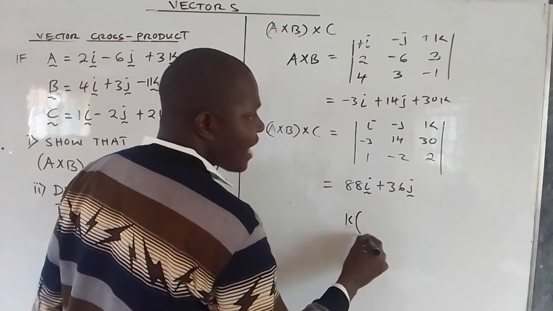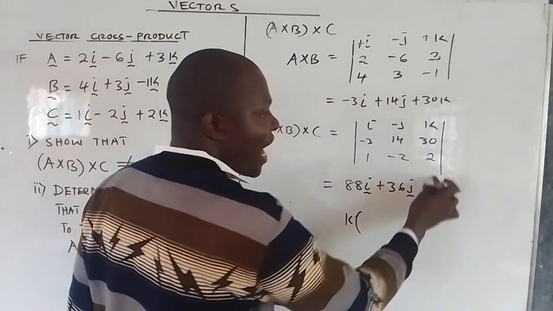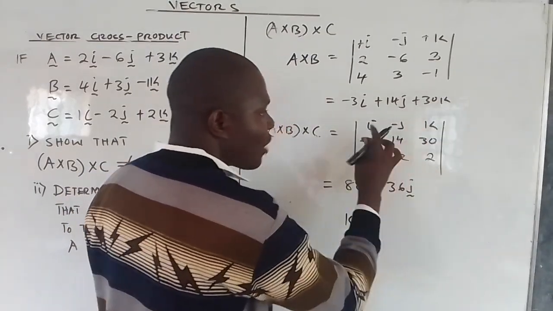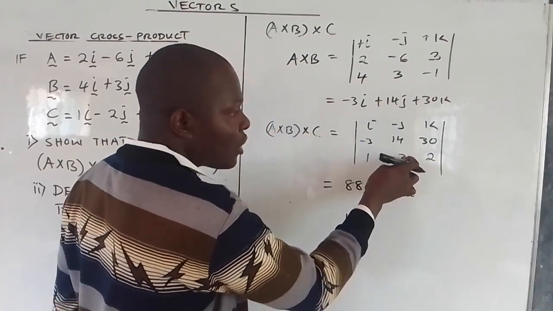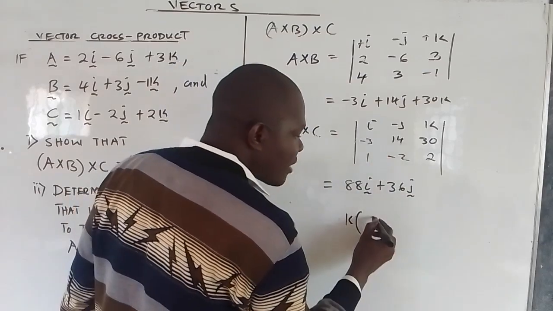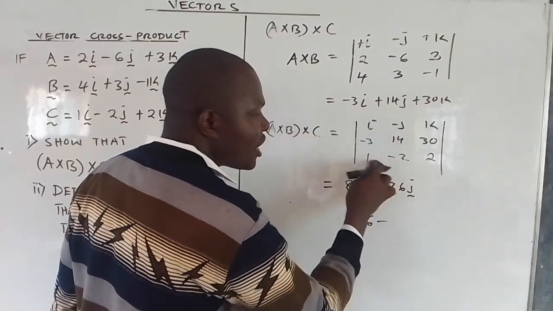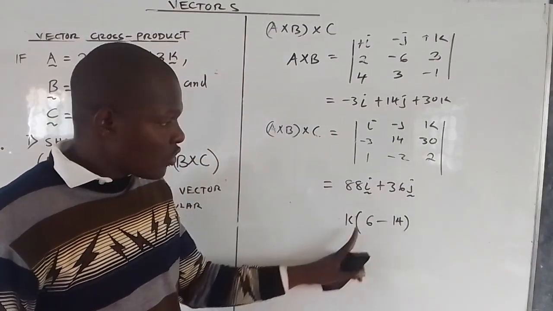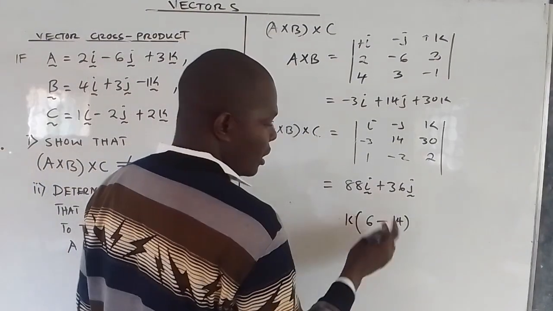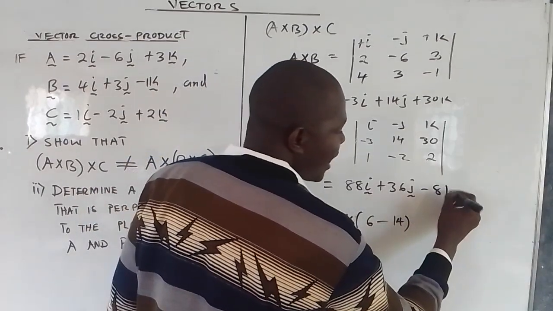K. K is outside there. K is in the first row, third column. So if you block the first row and the third column, see these are the four, this is what you are going to remain with. Yes. Meaning it is negative 2 times negative 3, which is 6, minus 14 times 1, 14, isn't it? Are we together? So 6 minus 14, negative 8 times k is negative 8k.